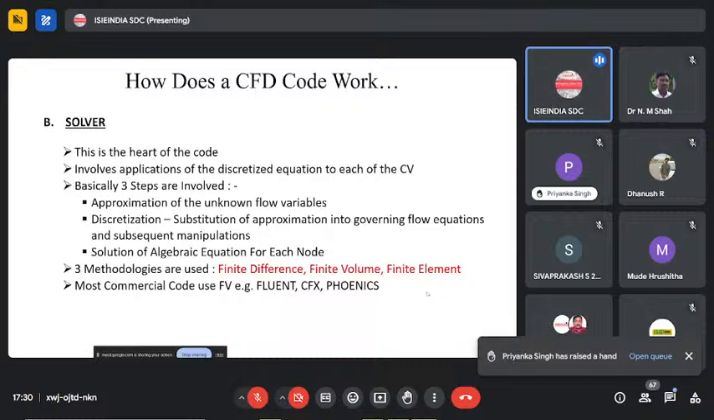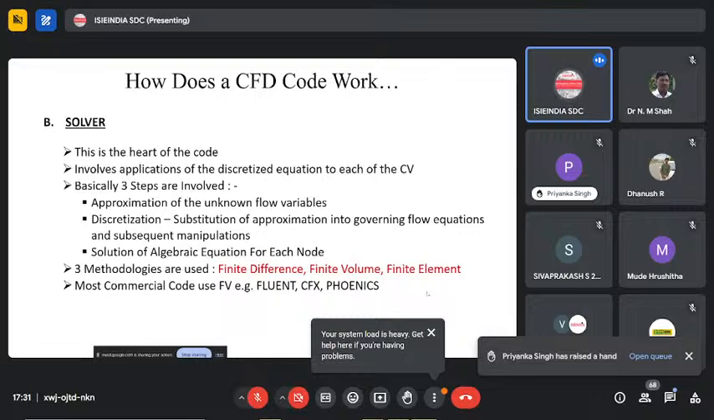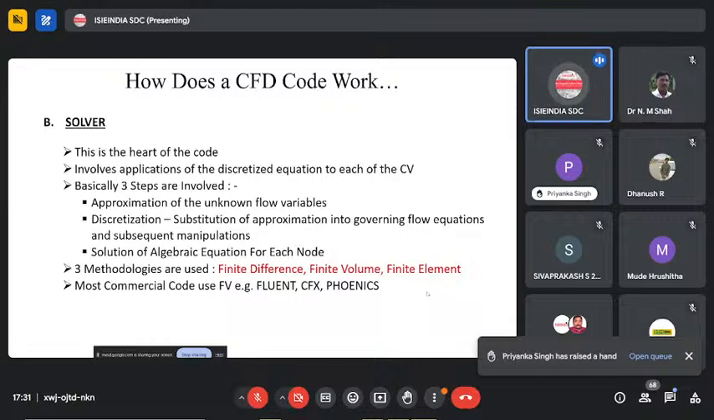There are various methodologies used in CFD for finding the solution of a CFD problem. The methodologies are the finite difference method, finite volume method, and finite element method. These are the three numerical methods we use in analyzing problems in CFD. The finite difference method approximates the derivatives in the governing equation using differences between neighboring grid points. It is very straightforward but less flexible for complex geometry.